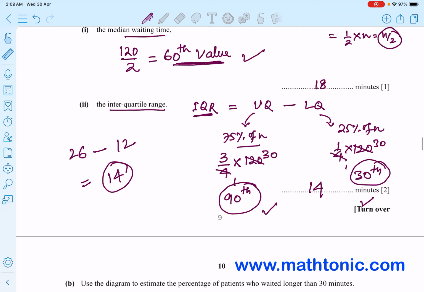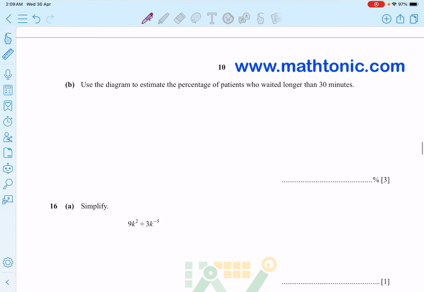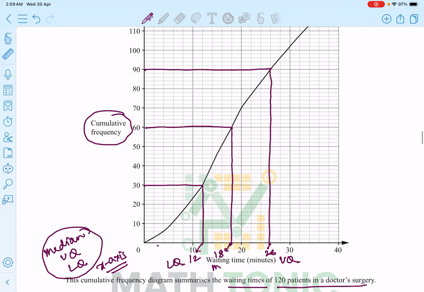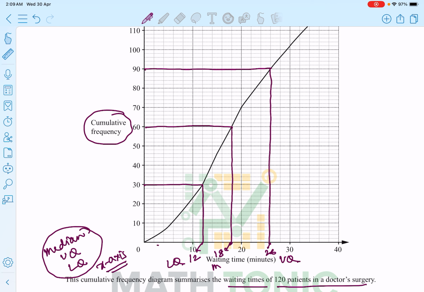Next question. Use the diagram to estimate the percentage of patients who waited longer than 30 minutes. Normally students make mistakes here. Waited longer than 30 minutes means, see, we'll go back to time. So time is given in which axis? Tell me, x-axis. So longer than 30 minutes means it is asking about this part.